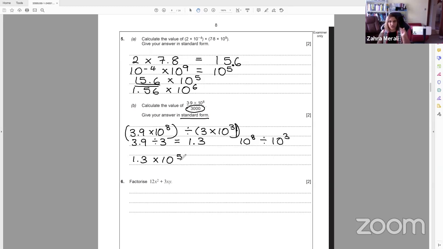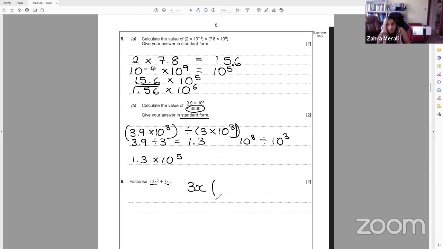Okay, and the last question here is to factorize. So we look at the numbers, 12 and 3. Is there a common factor? Yes, there is, 3. Then we look at the x's. X and x squared, what's the smallest amount that we've got there? X. And then we can see a y, but it's only one of them, so we can't take it outside of a bracket.